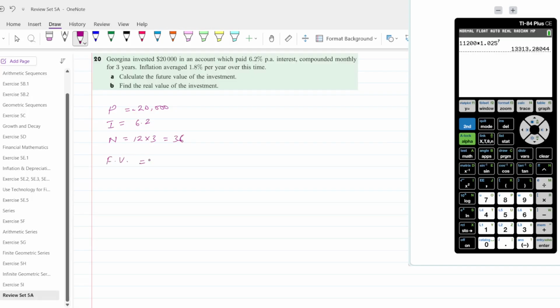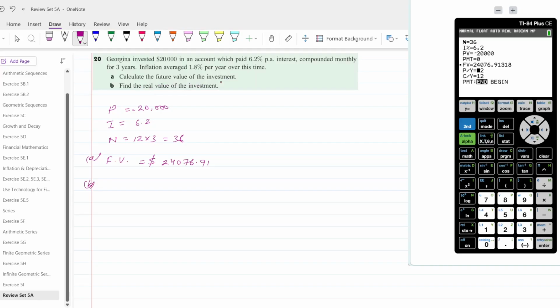So future value is going to be... N is 36, I is 6.2, P is negative 20,000, and it is compounded monthly, that's why 12. So future value is going to be 24,076.91 dollars. So this is the future value.